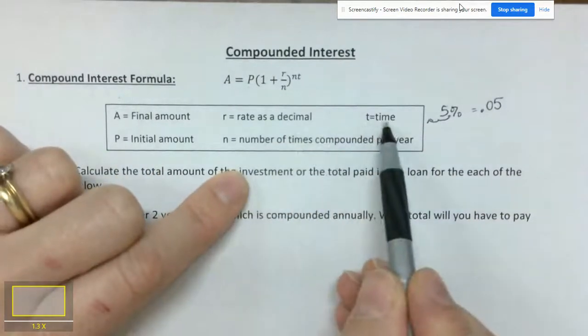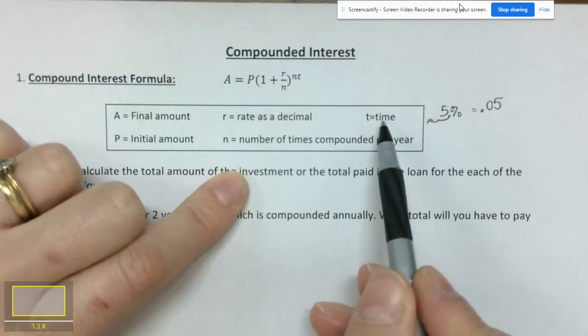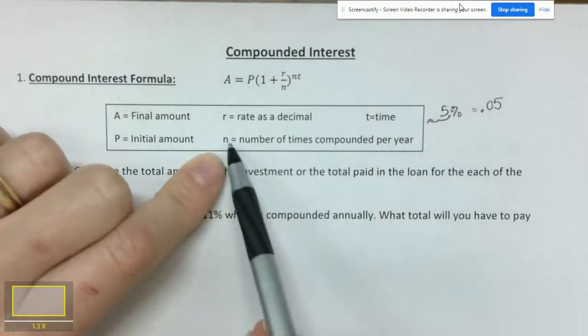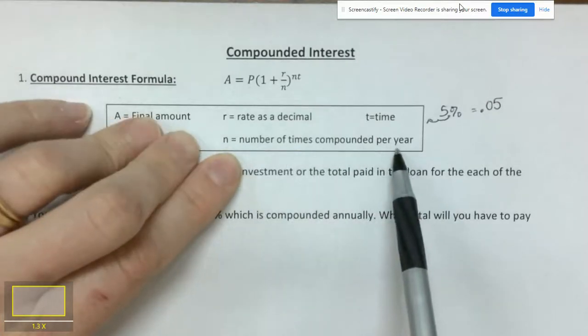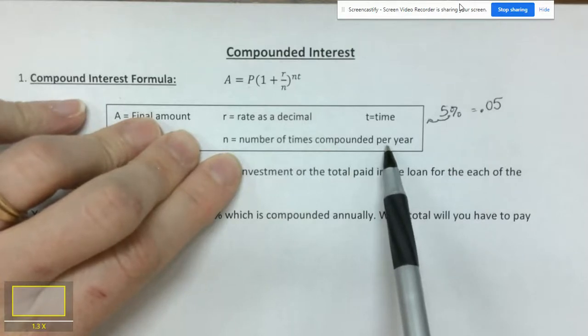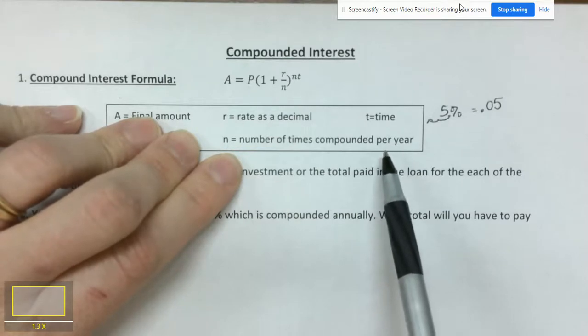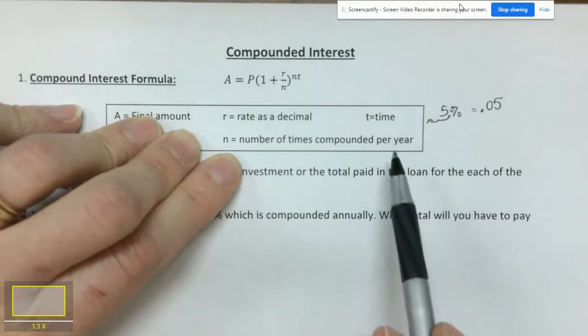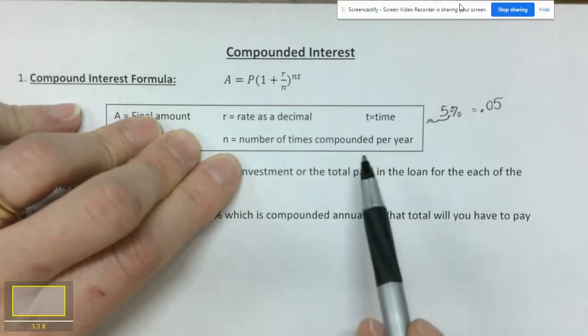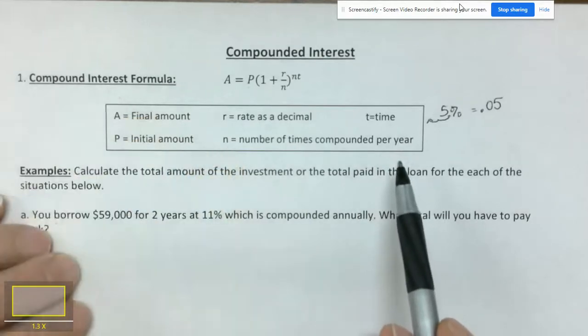Okay, T is your time. Usually they give that to you in years. So it might say over 10 years or over 5 years. And then N is the number of times that it's compounded per year. That's where it might say compounded annually. Well, annually, we know that means once. So the N would be 1 in that case. If it said compounded semi-annually, then that would be twice a year, so our N would be 2. If it said compounded quarterly, then there are 4 quarters to a year, so that would be the number 4, compounded 4 times per year. If it said compounded monthly, then that would be 12, so we'd have 12 times per year.